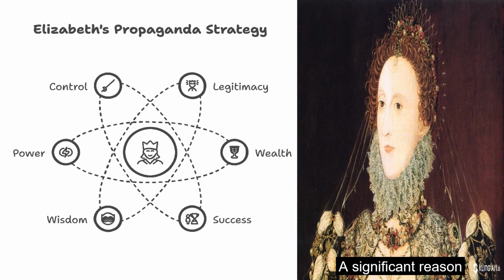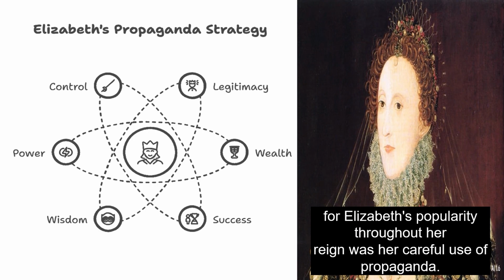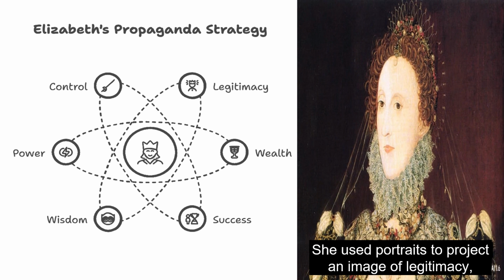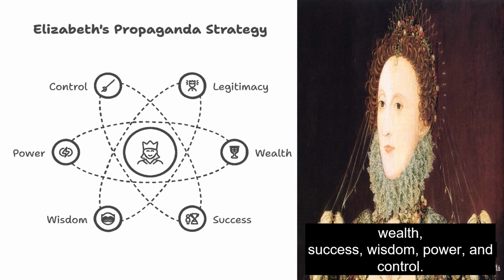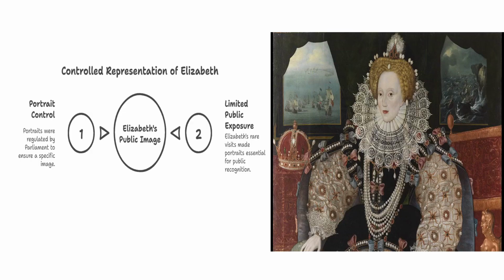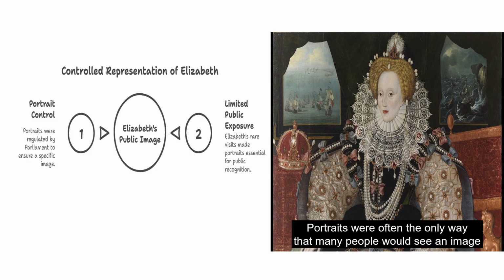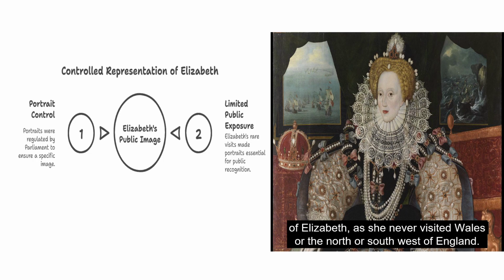Elizabethan propaganda. A significant reason for Elizabeth's popularity throughout her reign was her careful use of propaganda. She used portraits to project an image of legitimacy, wealth, success, wisdom, power, and control. Portraits were carefully controlled and approved by Parliament. Portraits were often the only way that many people would see an image of Elizabeth, as she never visited Wales or the North or South.